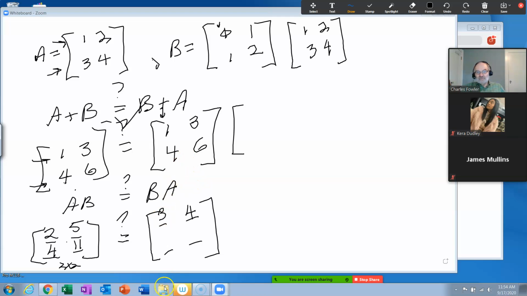And then the 2, 1 entry here, second row here, first column there, 1 plus 6 is 7. No way. And then the 2, 2 entry here, second row times second column, 2 plus 8 is 10. Nothing in the world matches here. No. Multiplication is not commutative. Definitely not commutative.